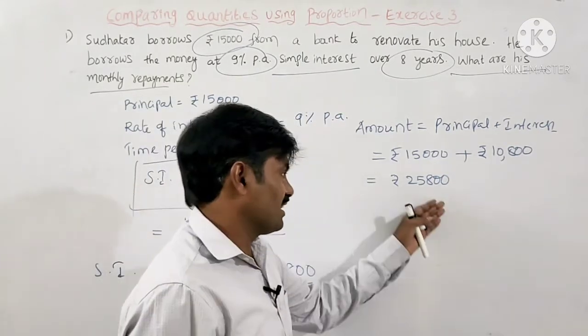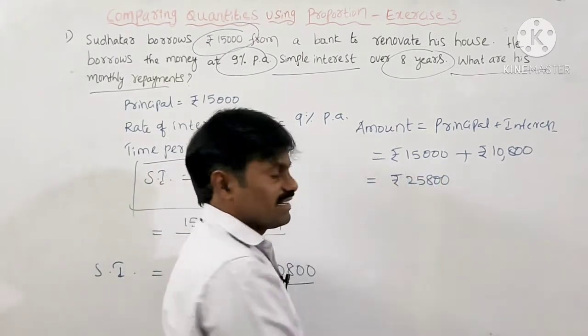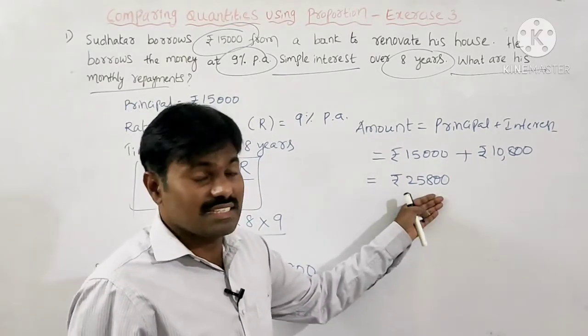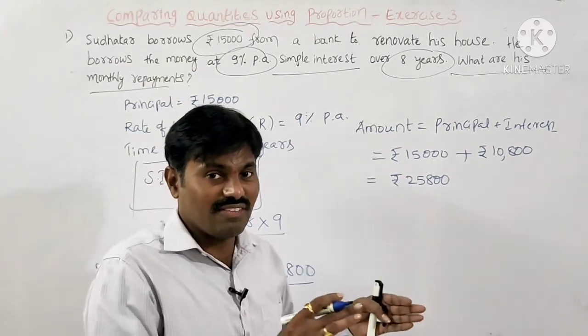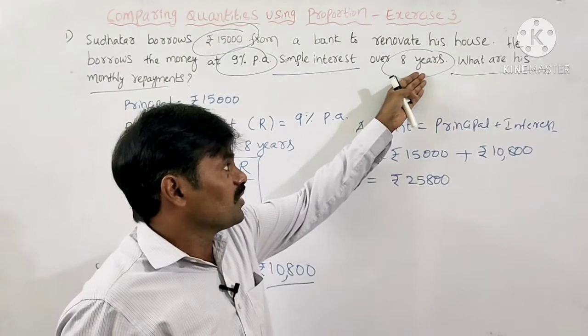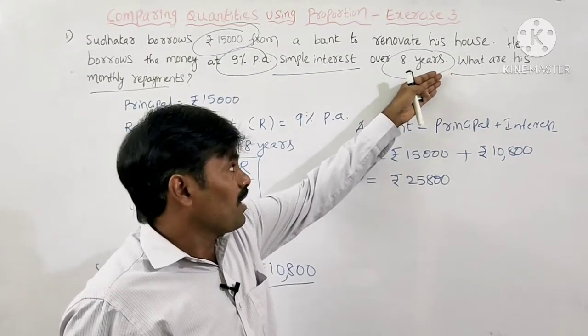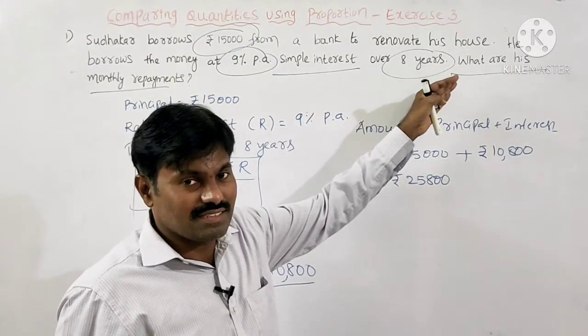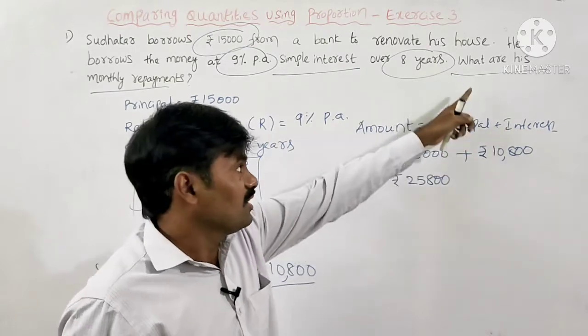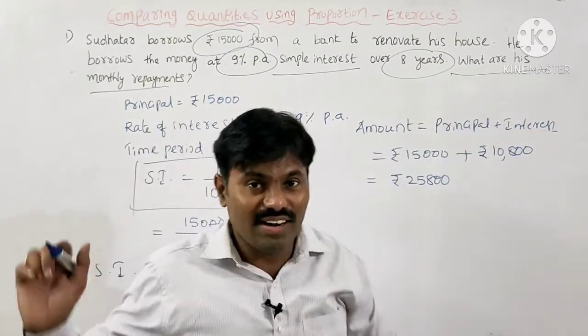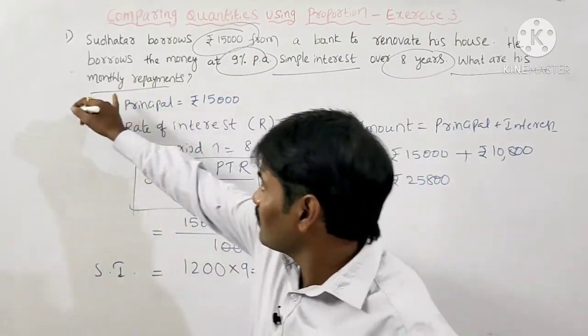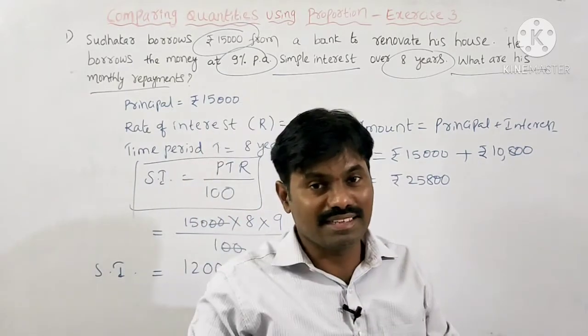25,800. Okay, clear? So this is the amount. Now this amount you have to divide into how many parts? 8 years. 8 years means how many months you have to find here. What is required here is the monthly payment. So the repayment is monthly.